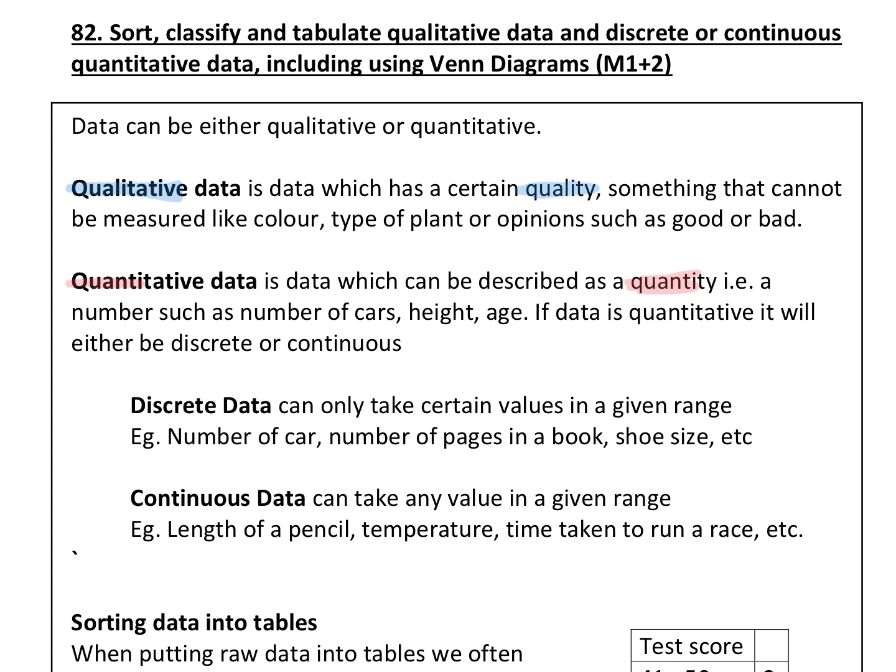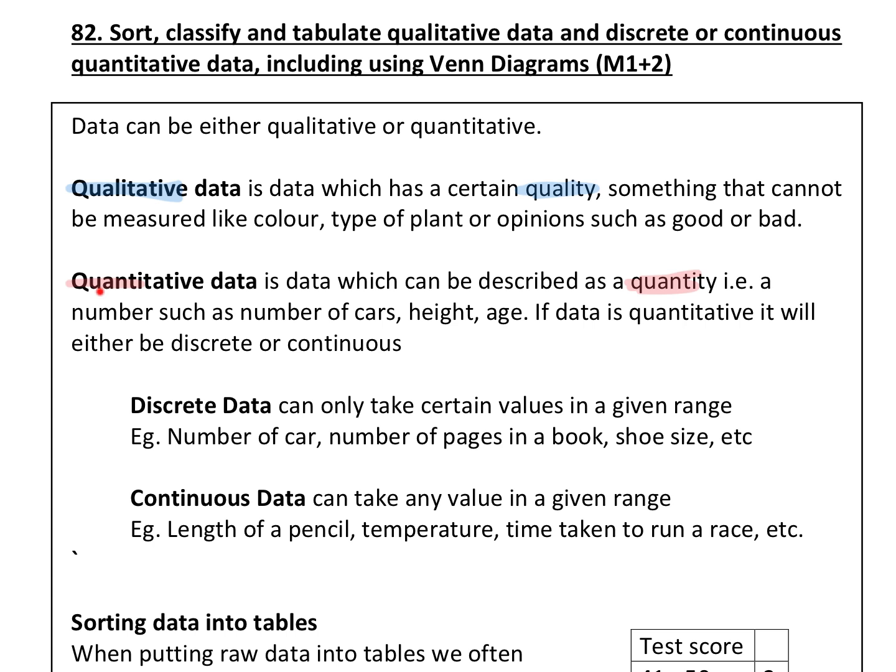So it could be quantitative and discrete. If it's discrete data, it can only take certain values in a given range. So number of cars, number of pages in a book, your shoe size, they can only take certain values. They don't necessarily have to be whole numbers, like your shoe size could be half sizes, but you wouldn't get a shoe size of 6.247, for example. Take certain values in a range.